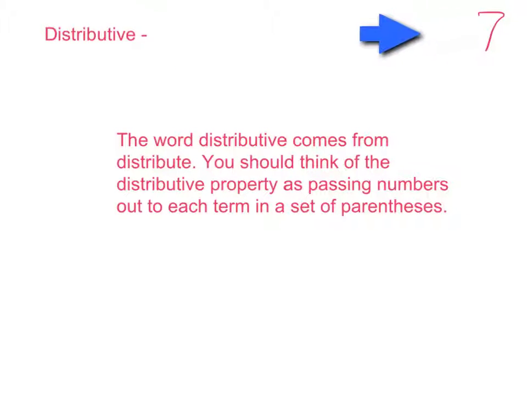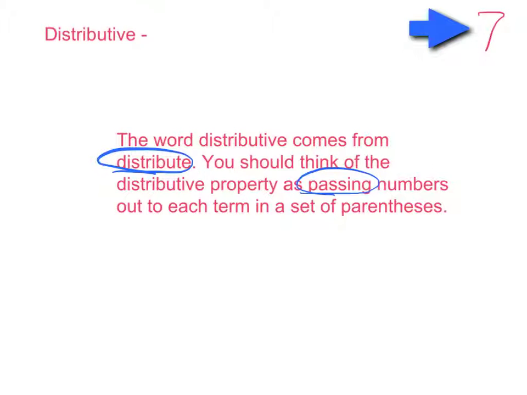Okay, just so we're keeping track, I want to make sure that you know that we are now on box number 7, working on the distributive property. The word distributive comes from distribute, and you should think of distributive property as passing numbers out to each term in a set of parentheses. So the key thing that I'm looking for here is that we are distributing these numbers. So we are distributing, or we are passing the numbers.